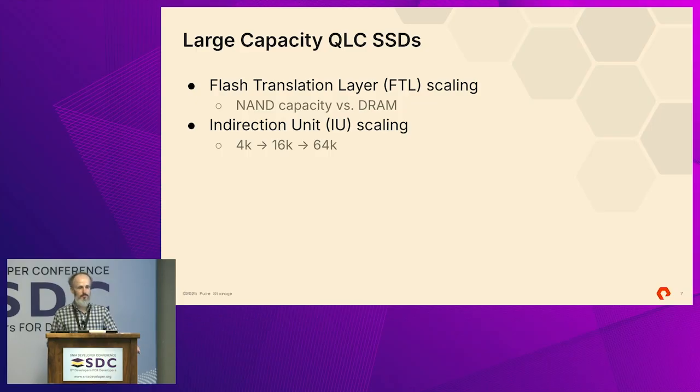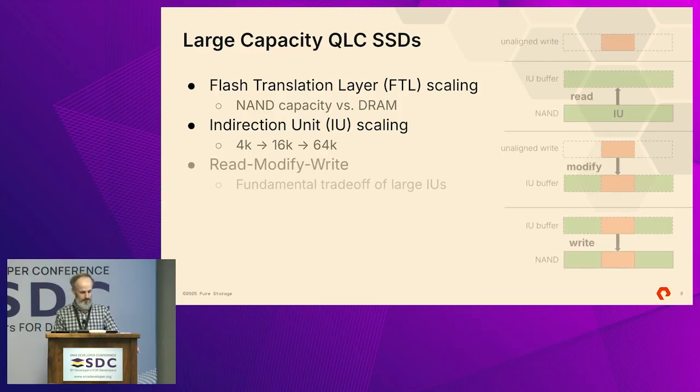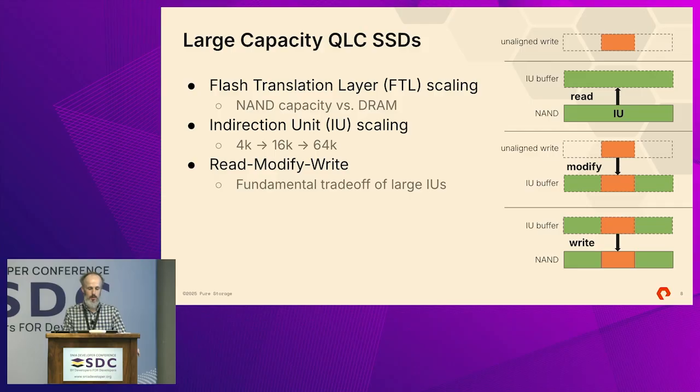However, there's a trade-off with increasing the IU size. Unaligned writes are a consequence of large IUs and are surprisingly expensive. For example, to handle a 4K write with a 16K IU size, the FTL must first read from the existing IU, modify the buffer to contain the new 4K, and finally perform a 16K write. These read, modify, write operations are actually a new dilemma, as previously the IU size was identical to the sector size. So unaligned writes were just impossible.